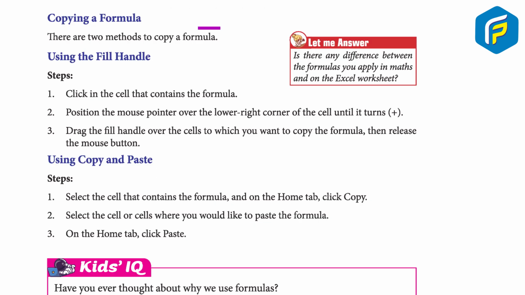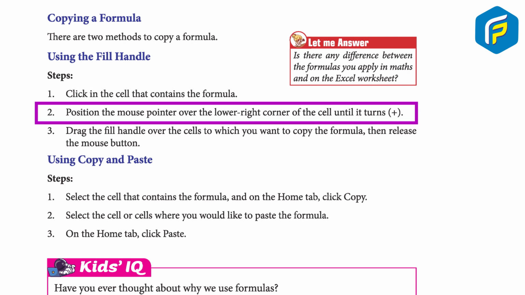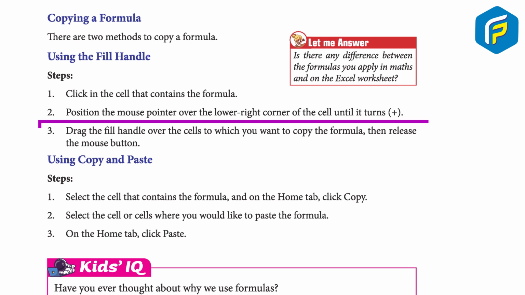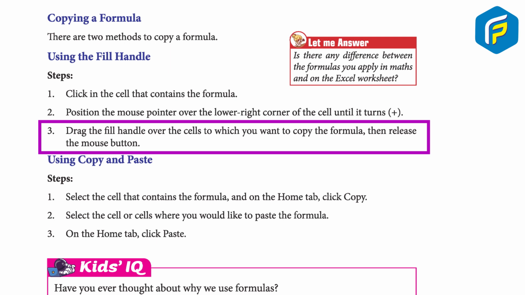Copying a formula. There are two methods to copy a formula. Using the fill handle. Let me answer: is there any difference between the formulas you apply in maths and on the Excel worksheet? Steps: 1. Click in the cell that contains the formula. 2. Position the mouse pointer over the lower right corner of the cell until it turns into a plus. 3. Drag the fill handle over the cells to which you want to copy the formula. Then release the mouse button.